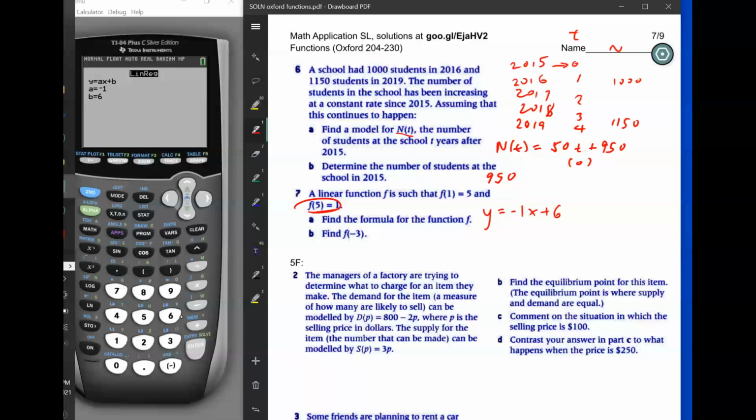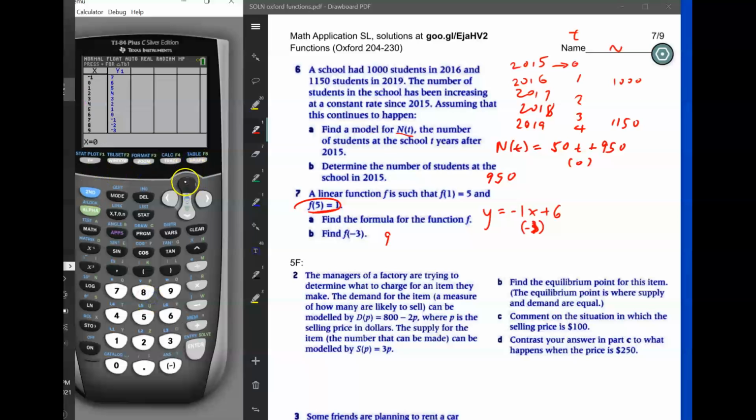Find f of negative 3, which just means put negative 3 in for x. Okay, so we can see just by calculating in our head, negative 1 times negative 3 is positive 3, plus 6 is 9. We can see it's 9, but you can also do it by putting it into y equals. So let's do that. We're going to put negative 1 times x plus 6. And then we're going to do second table. And then we can go back to where x equals negative 3. And we can see that the y value is 9. Okay? All right.